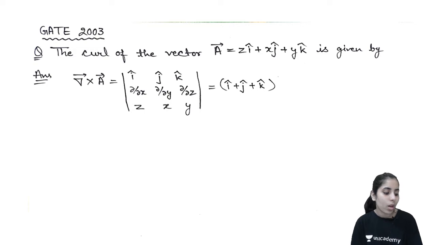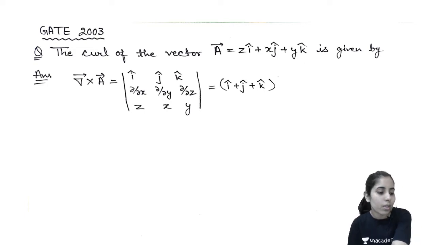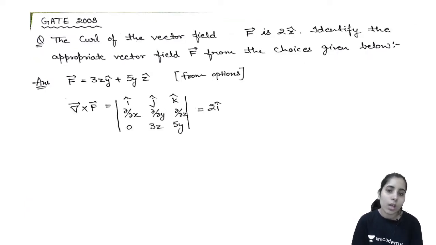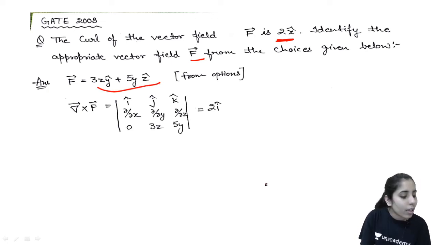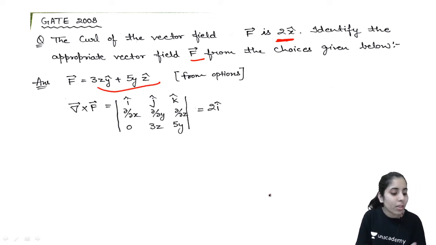Clear? Okay, that's good. If anybody has any doubt in this, let me know. Next question, guys. There were some options. Let me explain this to you. The curl of vector field F is 2x. It is given. Identify the appropriate vector field F from the choices given below. Options were there, and from the options we have taken one vector. These kinds of questions you can simply solve by taking the options.